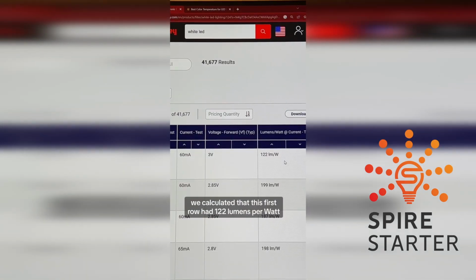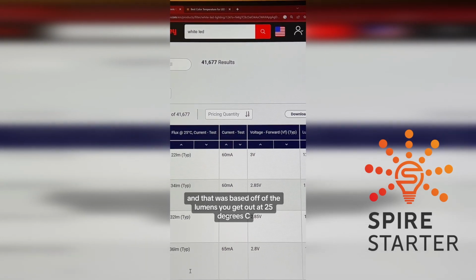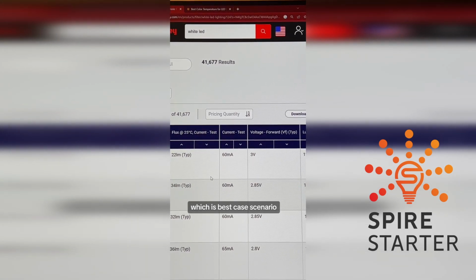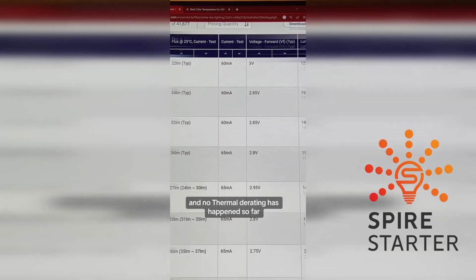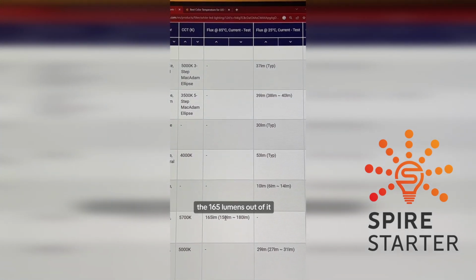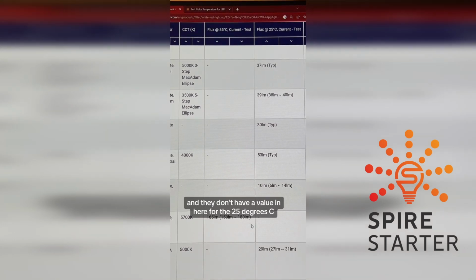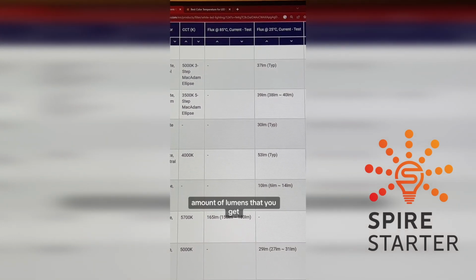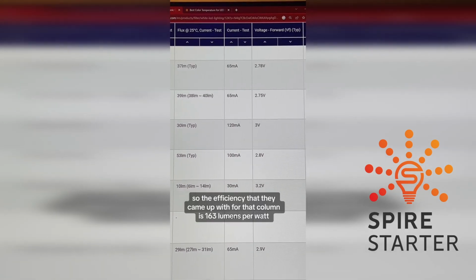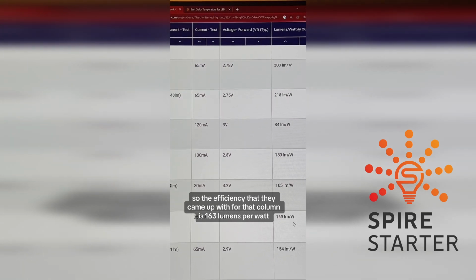In the last video, we calculated that this first row had 122 lumens per watt, and that was based off of the lumens you get out at 25 degrees C, which is the best case scenario. It's before it's warmed up, and no thermal derating has happened so far. But if you go down to this row, the 165 lumens out of it, that is from 85 degrees C. So that's when it's warmed up. And they don't have a value in here for the 25 degrees C amount of lumens that you get. So the efficiency that they came up with for that column is 163 lumens per watt.